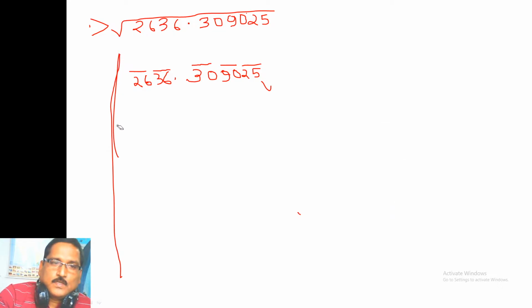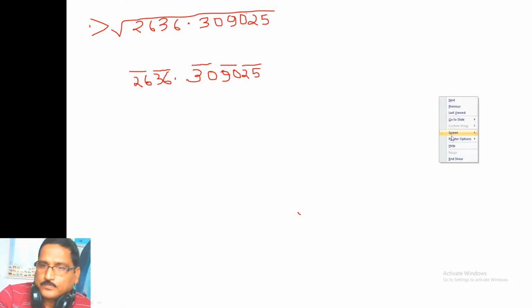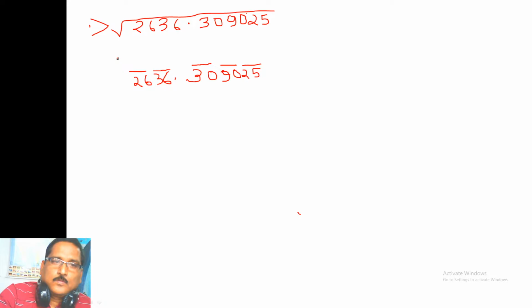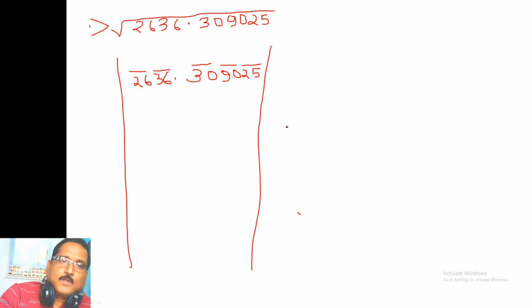Now I'm just rubbing it. It is not a straight line. This way we'll just set a number. Okay, now what is the first bar? First bar is 26. Which number multiplied by itself comes to 26? 5. So it will be 5.